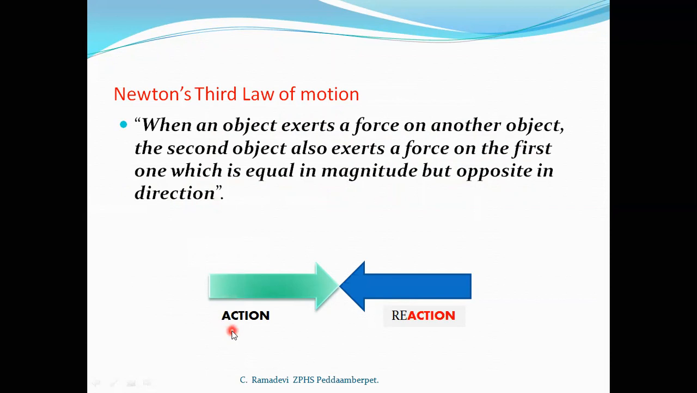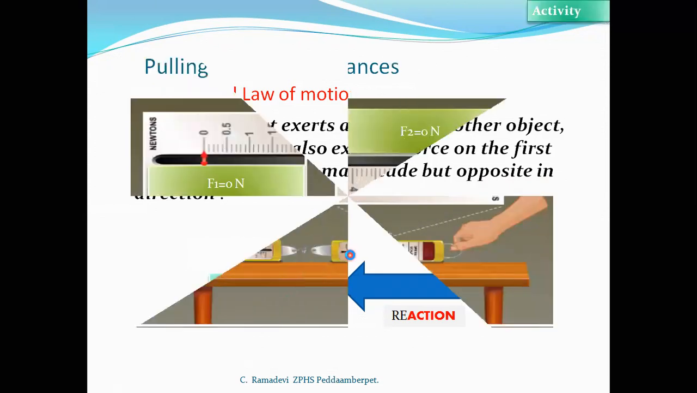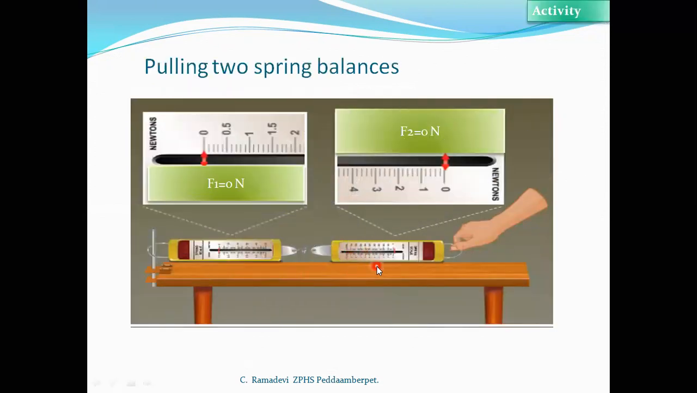Now, this is the arrow mark showing here. The two objects are here, one exerting a force on the other object. Then the second object also exerts a force on the first one, which is equal in magnitude, but the directions are opposite. Now here we are seeing an activity, that pulling of two spring balances.